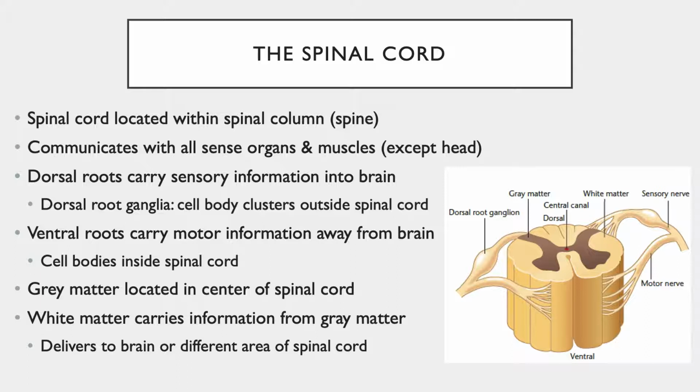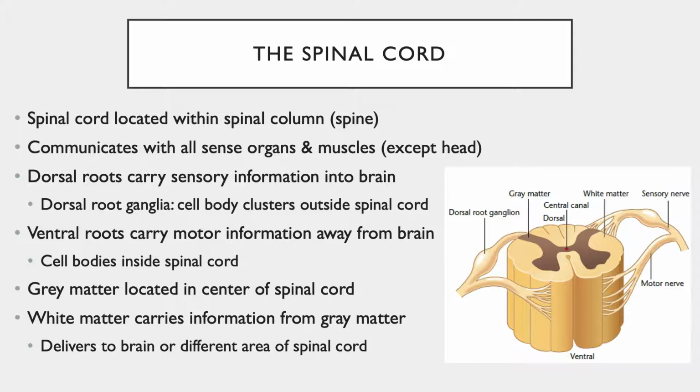The dorsal roots of the spinal cord carry sensory information into the brain. The dorsal root ganglia, that cell body cluster located in the periphery, is located again outside of the spinal cord. The ventral roots carry motor information away from the brain. These cell bodies are located inside the spinal cord and project to other areas throughout the body.